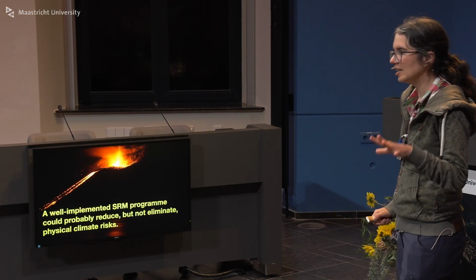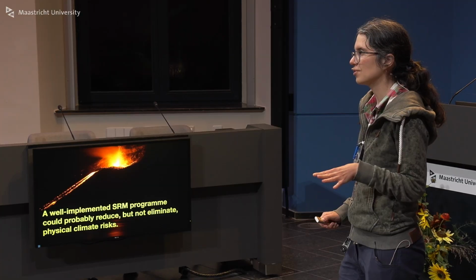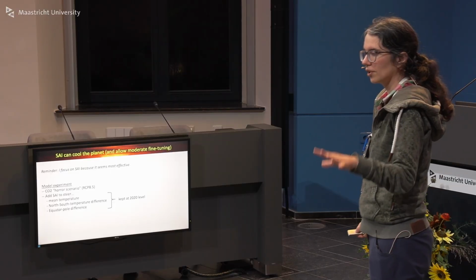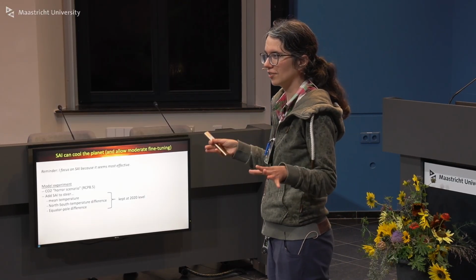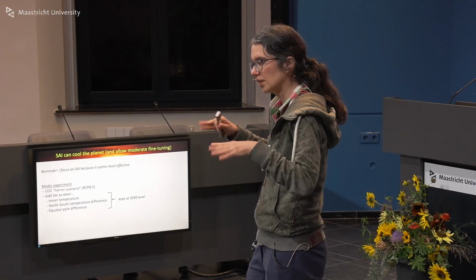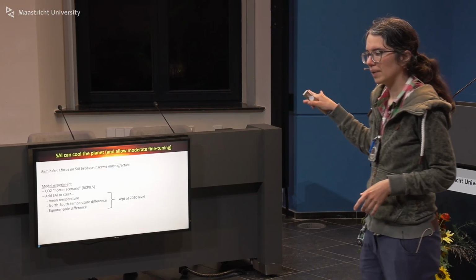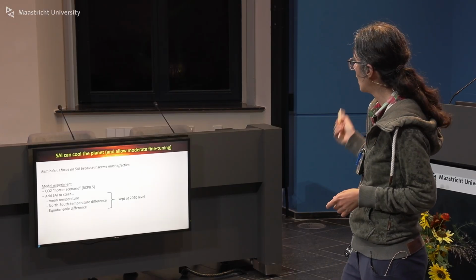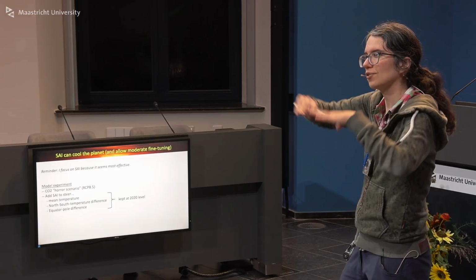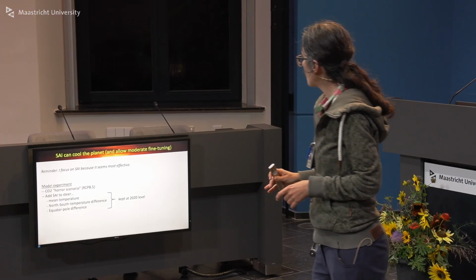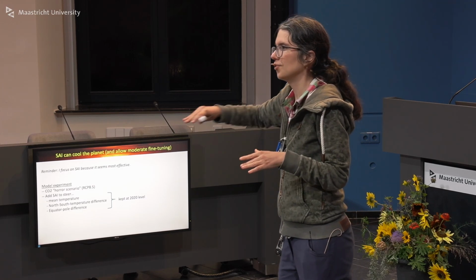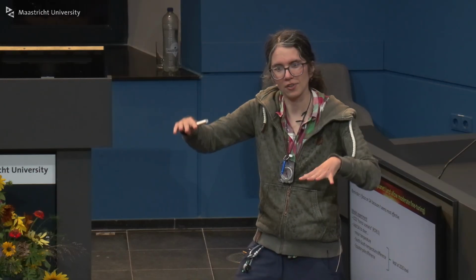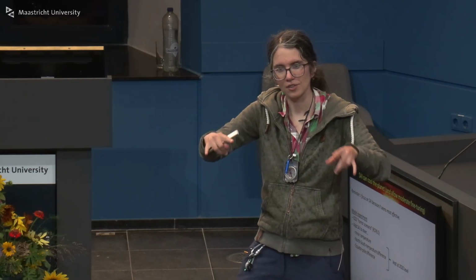Next point, a well-implemented SRM program could probably reduce physical risks, not eliminate, but reduce. So there are a lot of modeling studies. Of course, models are not perfect, there are uncertainties, but they relatively consistently point in the direction that my claim is true. So let's have a look at some of these model experiments. I'll just grab a few of them. In one of them, they used a CO2 horror scenario, an awful lot of emissions, and then tried SAI to keep the climate as constant as possible, not just global mean surface temperature, but also the difference in temperature between the northern and southern hemisphere, and the difference between equator and pole.